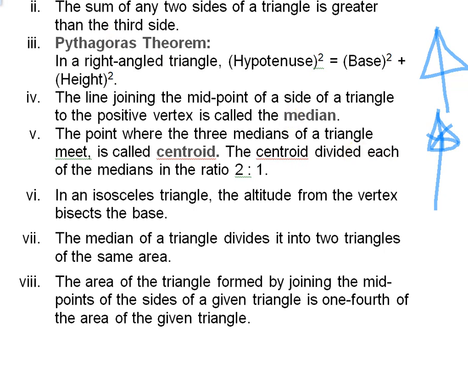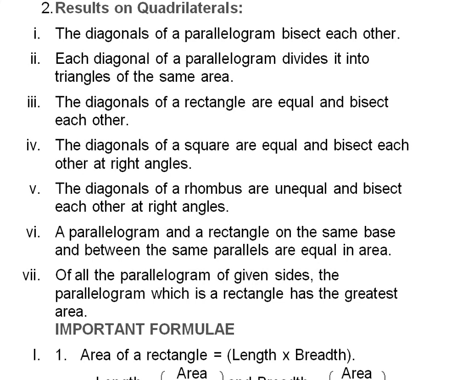Okay, so results on quadrilaterals. The diagonals of a parallelogram bisect each other. Each diagonal of a parallelogram divides it into triangles of the same area. Let's say this is a parallelogram and these are the two diagonals. These two diagonals are bisecting each other, and each diagonal of a parallelogram divides it into triangles of the same area, which means there are two triangles. So let me mark this with another color for better understanding. This is formed by one diagonal and this by the other.